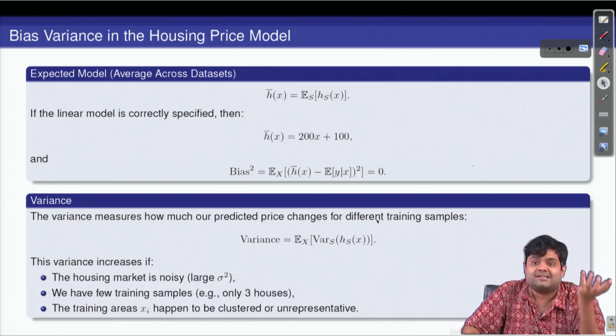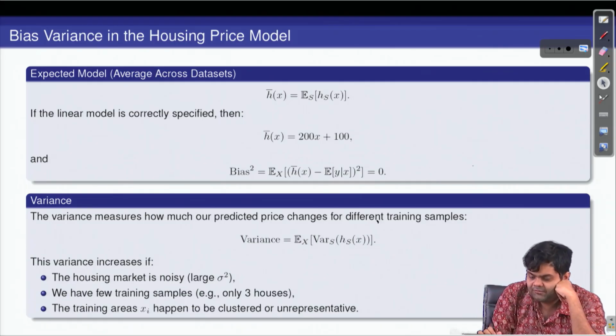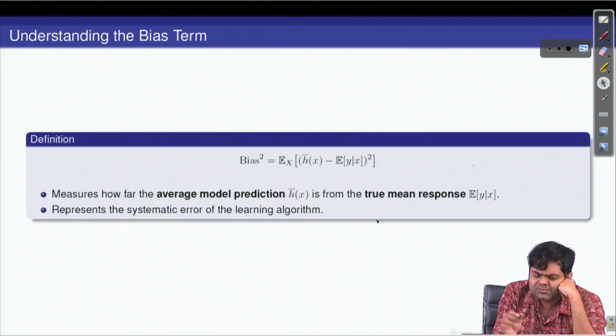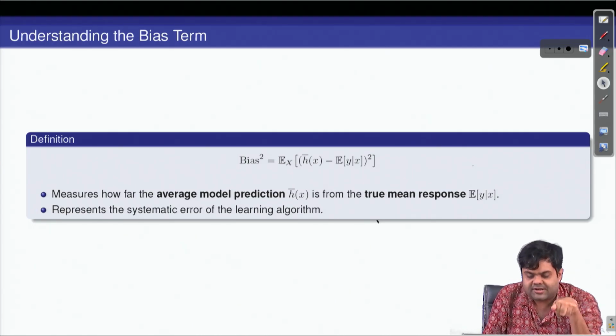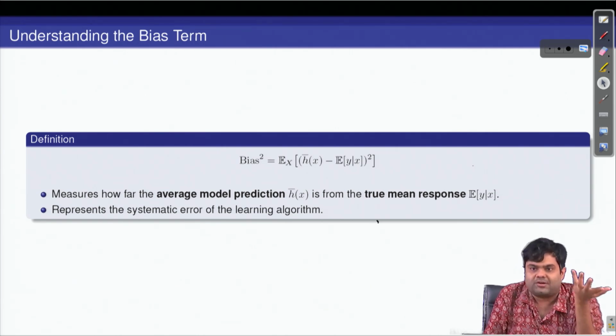If the sample itself is unrepresentative, in these cases you may have bigger variance. And bias, we discussed what bias is. Bias is the expected value of the squared difference between the average predicted value and the average actual value.